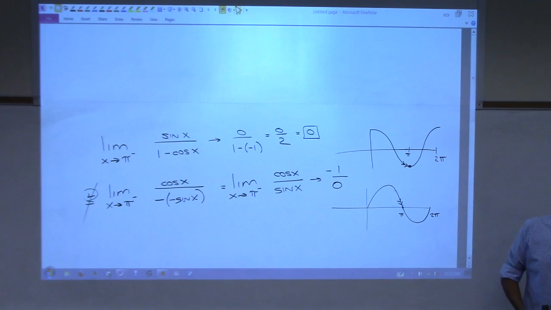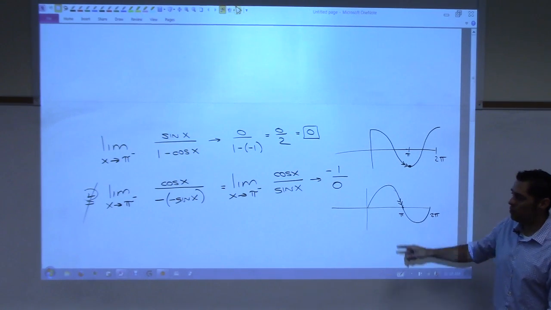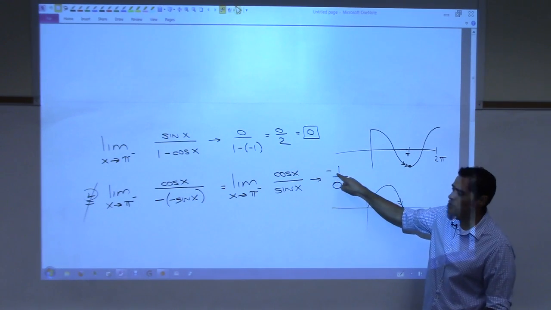Fixed over 0. It's either infinity or negative infinity or doesn't exist. Which one is it? Negative infinity? Okay, so the way we're getting that, the top is approaching a negative number, right?